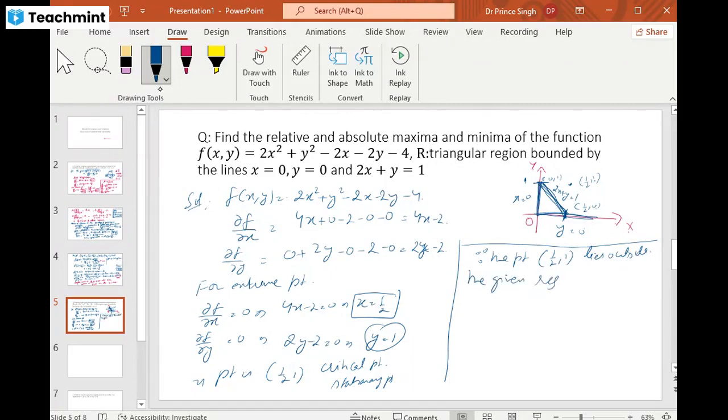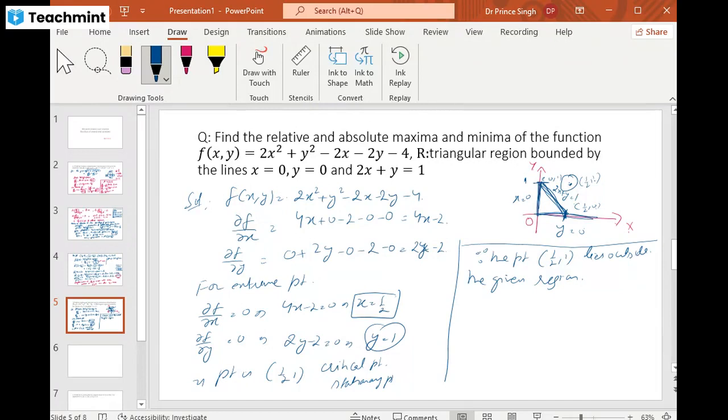So we simply discard this point because we need to consider the relative and absolute maxima and minima within the given region only. Because this point lies outside the region, because our region is this triangular region, but the point (1/2, 1) lies outside the region. So we simply discard this point, right?